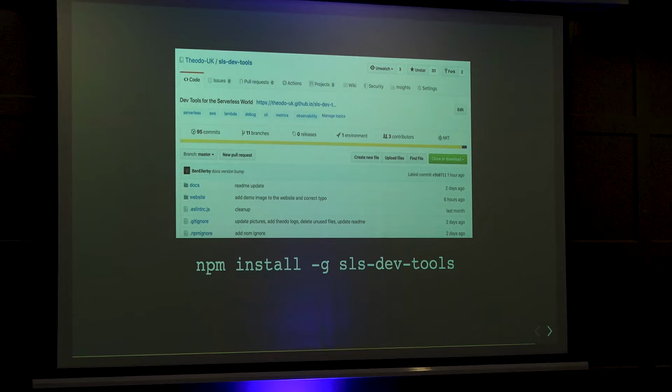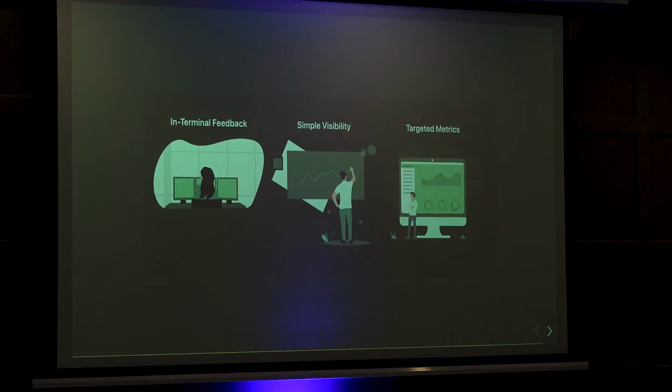And the final thing is we open sourced a tool last week, which is SLS DevTools. So this is a tool to give visibility over your stack. It only works on AWS at the minute with Lambda, but it gives you visibility over where you're deployed, what you've deployed, and logs. This is to give you in-terminal feedback with simple visibility and targeted metrics. As a developer, I don't want to log on to a web portal to debug my backend code. I want to stay in my IDE and my terminal and not really leave anything else.